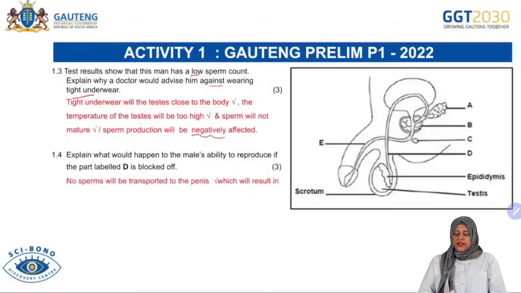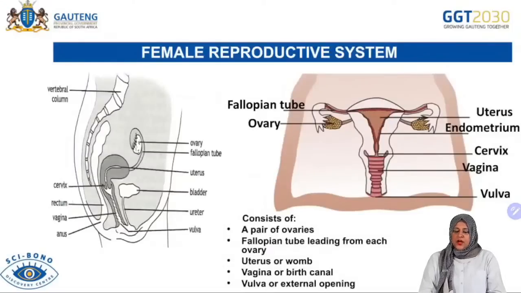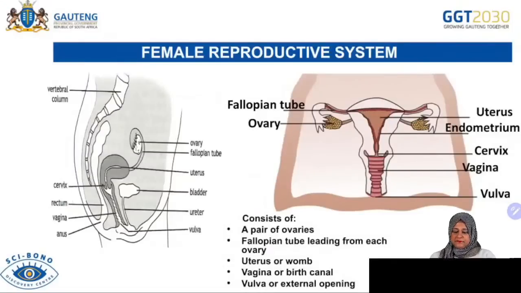What would happen to males' ability to reproduce if part label D is blocked off? Part label D, we said, is the vas deferens. If it is blocked off, cut off, anything to that effect, no sperm will be transported to the penis, which will result in no fertilization because there's no sperm, and no offspring will be produced, and no reproduction will be able to take place. Now we look at the female reproductive system.